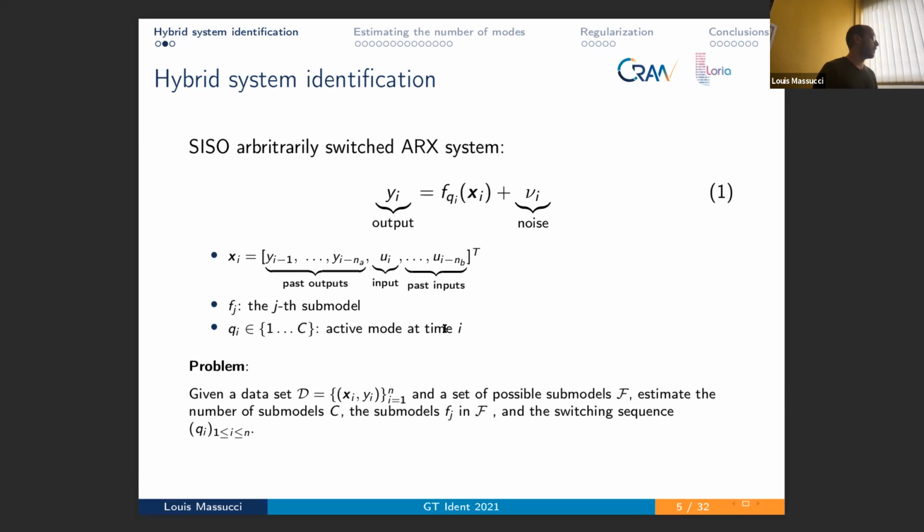The problem of the identification of such systems is, given a data set and a set of possible submodels, we want to estimate the number of submodels, C, the corresponding submodels, f_j, and the switching sequence.